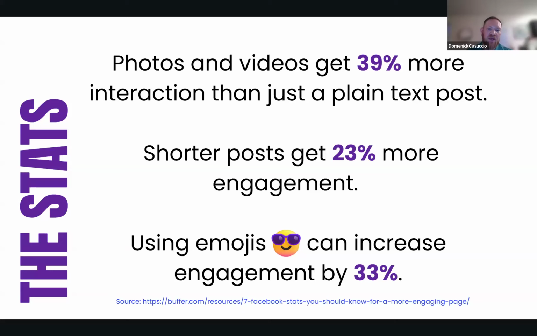Shorter posts get 23% more engagement. I always say shorter and sweeter. Our attention spans get shorter and shorter, so the shorter that we can make it and still get the information across, the better. And I love this too: using emojis can increase engagement by 33%. A lot of people use emojis throughout the day in their chats with their friends and family, so it's great to use that on social media as well to encourage engagement within the group.